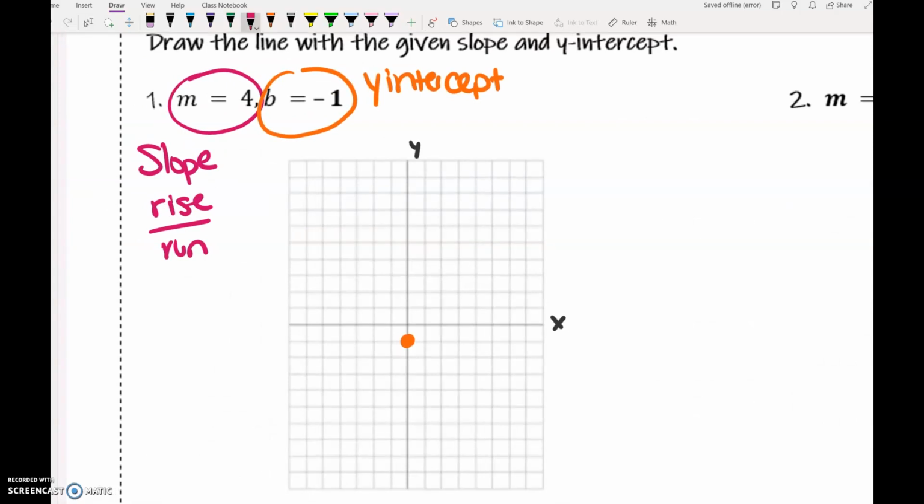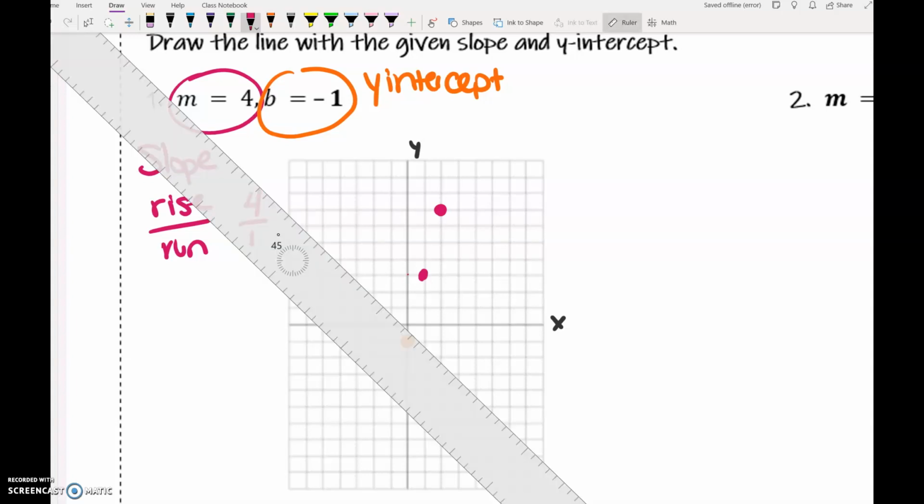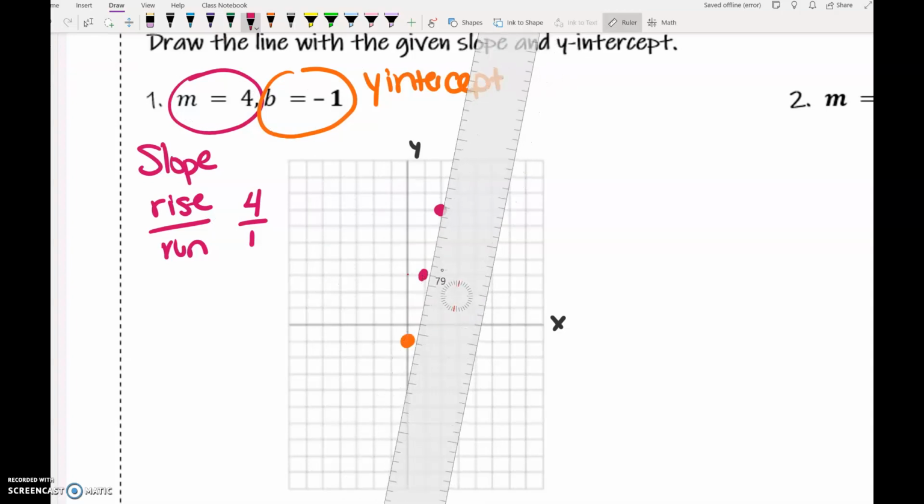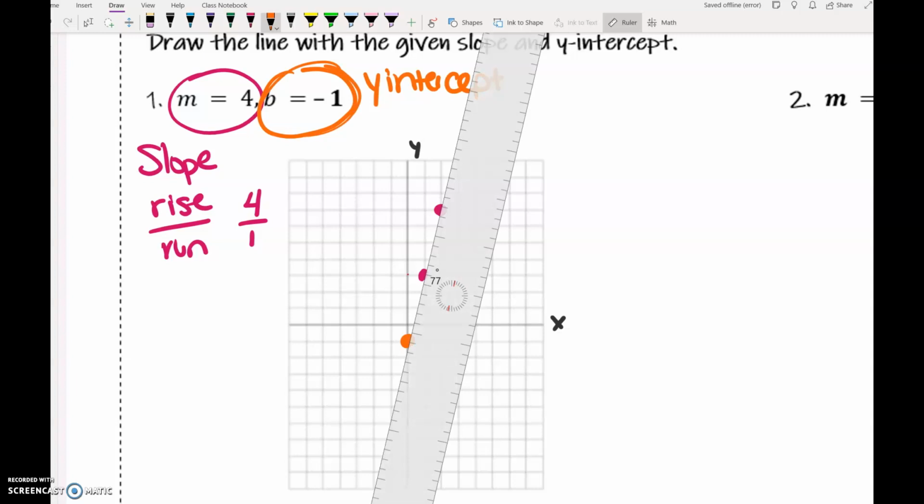And then from that point, we need to rise 4, run what? 1. So rise 4, up 4, and then over 1. And then do that again, up 4, over 1, and that gives us our lovely line. It is best to use some sort of a straight edge to draw in your line. More points is better when you're drawing in a line. It's going to make it more, what's the word I'm looking for? Accurate. That's the word I'm looking for, accurate.